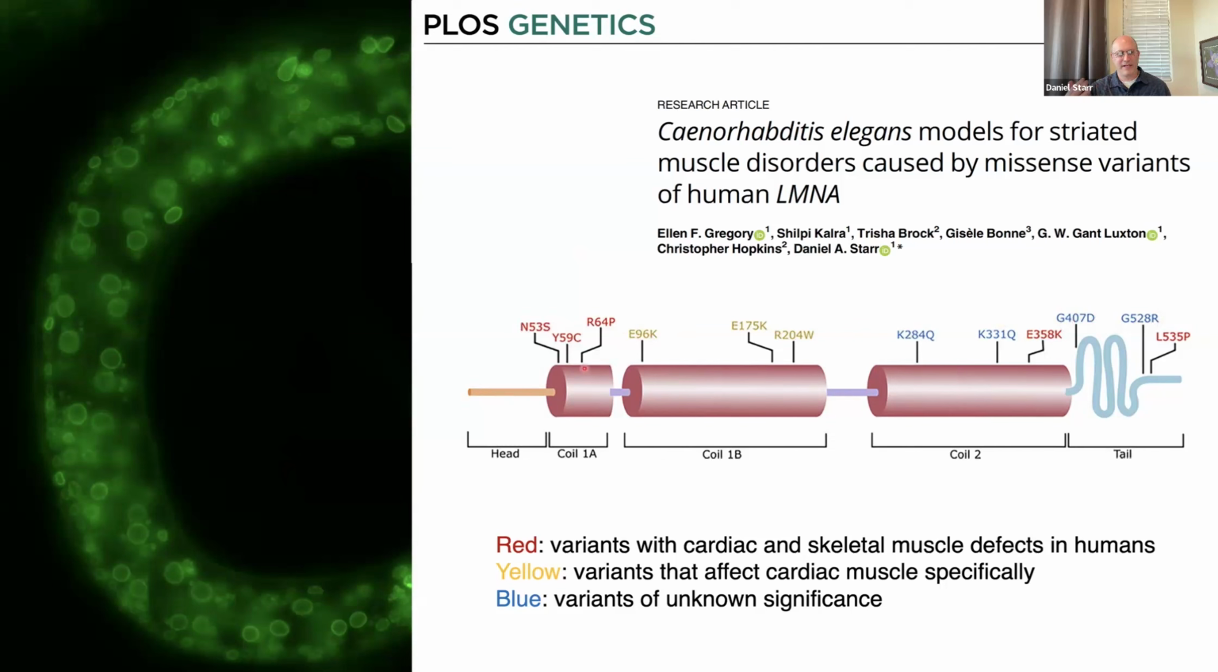The idea here was that we could use these to model diseases in C. elegans. So the red point mutations are in residues that are associated with cardiac and skeletal muscle defects in human laminopathies. The yellow or tan ones here are cardiac muscle specific, and the blue ones are variants of unknown significance. And she modeled these, and then we put them through a variety of phenotypes.